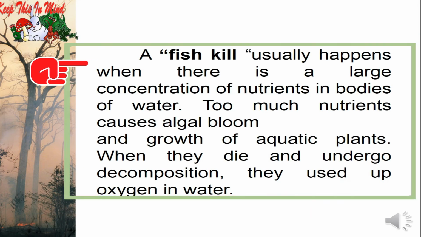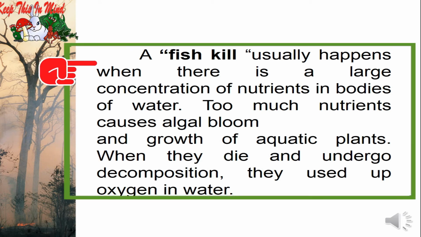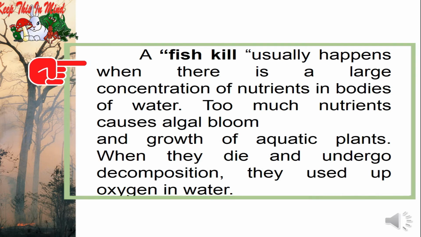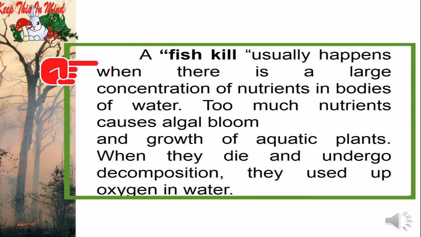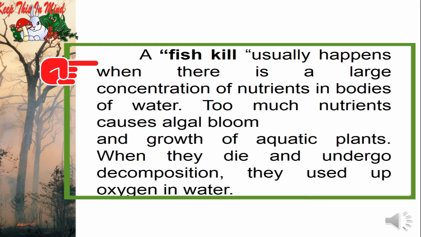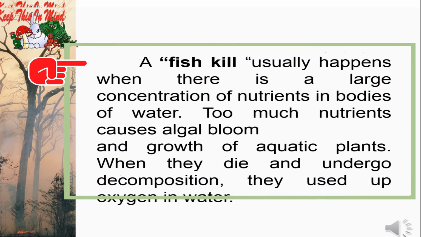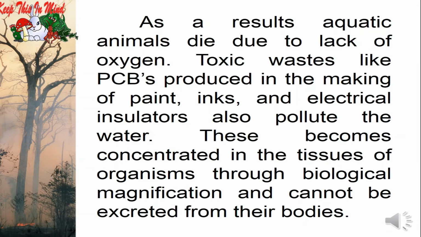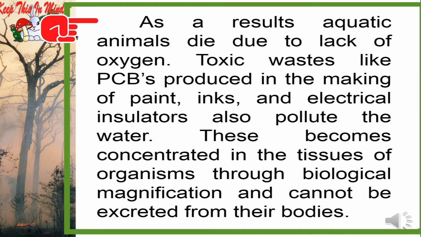A fish kill usually happens when there is a large concentration of nutrients in bodies of water. Too much nutrients causes algal bloom and growth of aquatic plants. When they die and undergo decomposition, they use up oxygen in the water. As a result, aquatic animals die due to lack of oxygen.